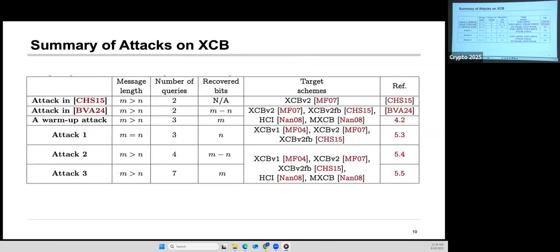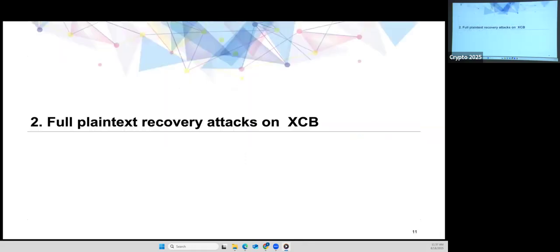Here is a summary of the covered situation. Our work gives the first full plaintext recovery attack. Our 3 new attacks are quite general. They only need knowledge of the XCB structure and the separable property of the hash function, without requiring further details about the structure. So the attack works at the level of structure. Now let's walk through the details of our attacks.